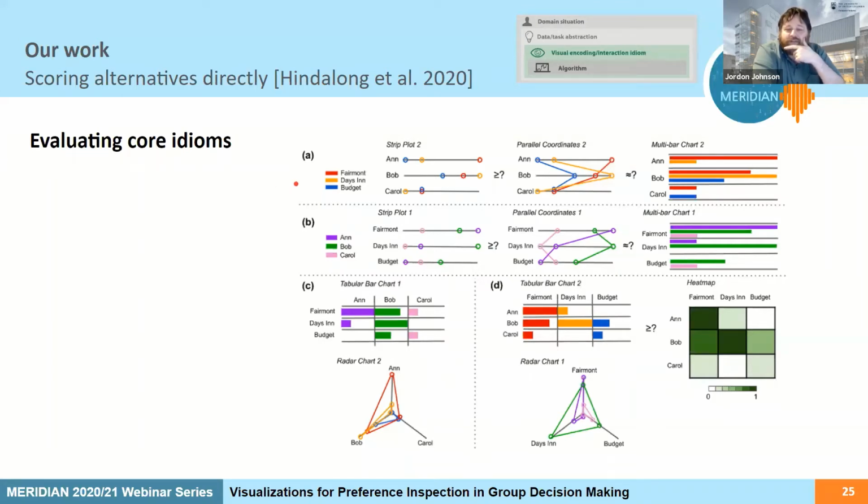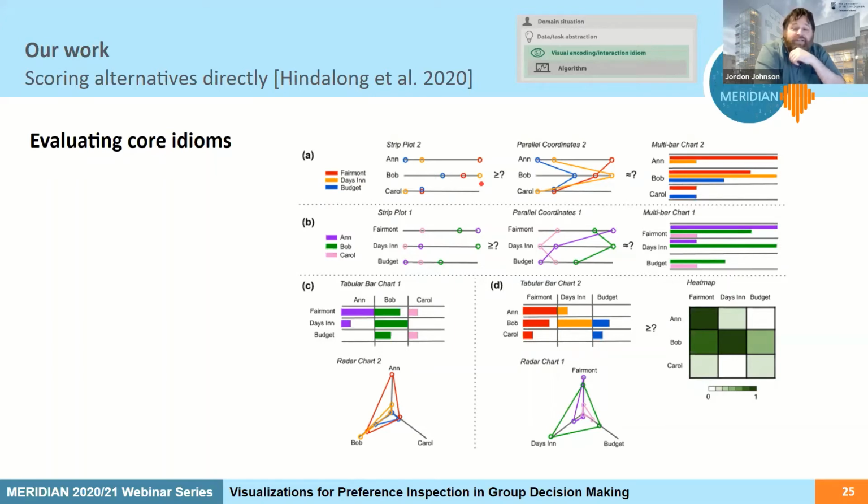So for example, if we're trying to compare the two values, Bob's scores for, say, Fairmont and Days Inn, well, in this strip plot, it's quite easy to tell that Bob prefers Days Inn to Fairmont because the Days Inn circle is to the right. It's quite obvious.